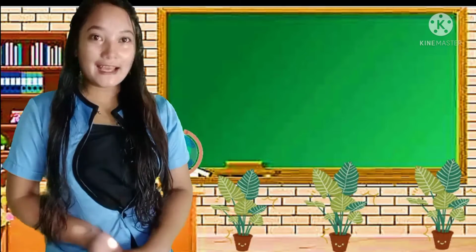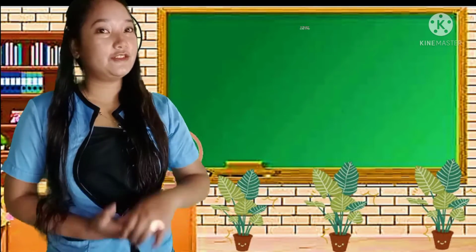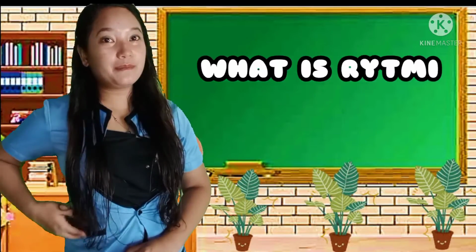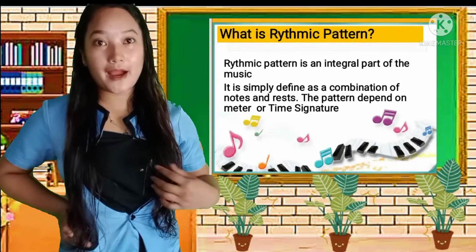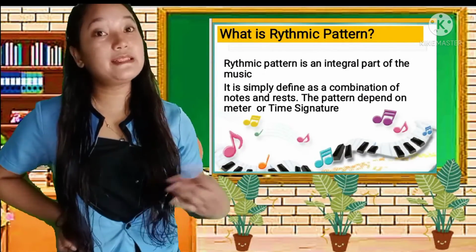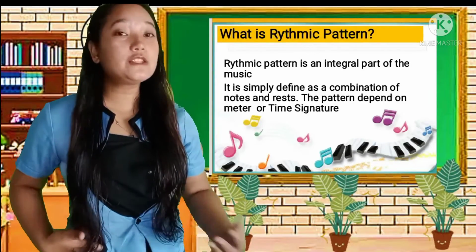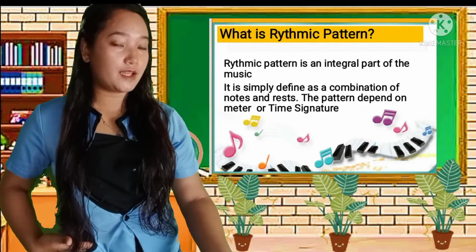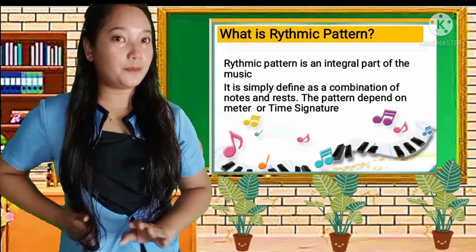Now, let's proceed to our new topic, which is the different rhythmic pattern. What is rhythmic pattern? So, rhythmic pattern is an integral part of music. When we say integral, it means it gives completeness. So, in short, rhythmic pattern gives completeness to music. Without rhythmic pattern, music isn't complete.